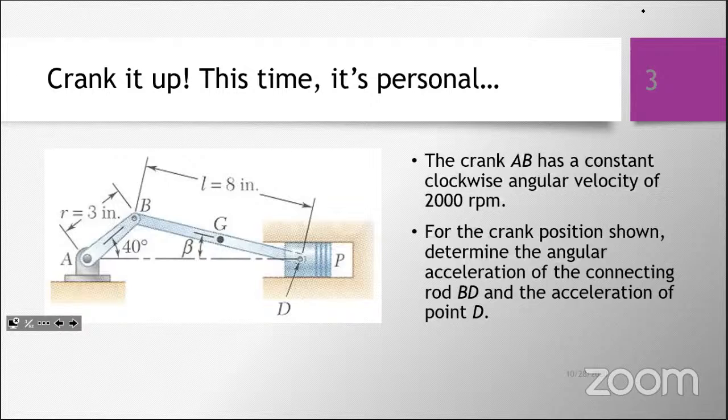All right. So what do we know? I've got this crank AB. It has a constant angular velocity of 2,000 RPM. And I want to find, for this position, so we know something about the geometry of it. And then we want to find the acceleration of the rod and the acceleration of point D. All right, so how do we do it? Good question. How do we do it?